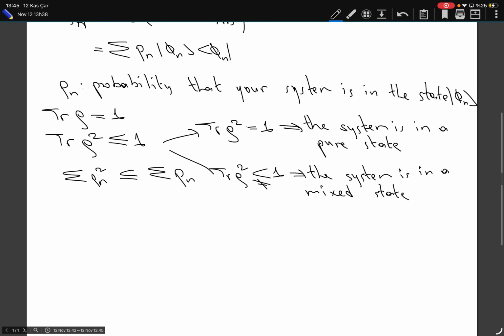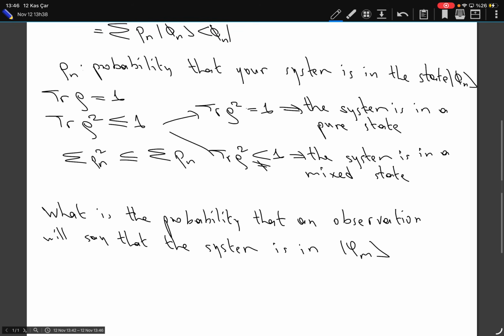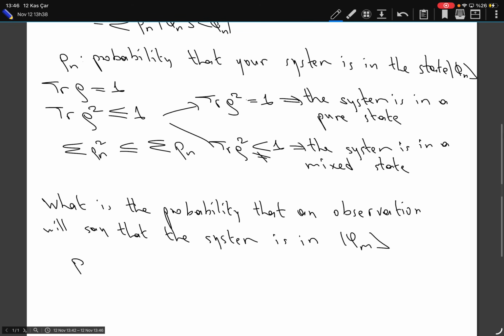For such a system, we can ask the question, for example, what is the probability that an observation will say that the system is in some state, let's say phi m. This probability is nothing but the diagonal element. This probability is phi m rho phi m. Just the diagonal elements give me the probabilities.